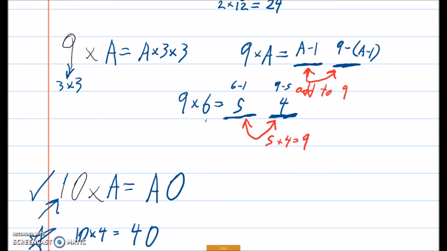So that's the way I remember it. I always take the number that's being multiplied by 9, subtract 1 to get our first digit, and then do 9 minus the first digit to get our second digit.